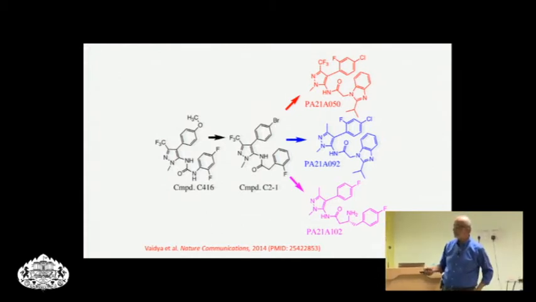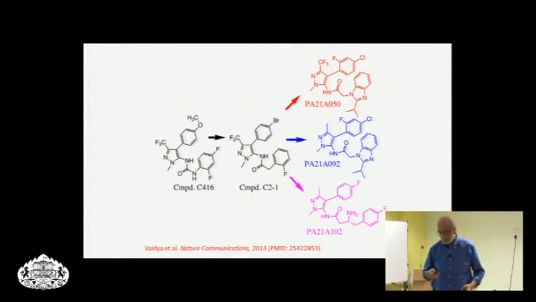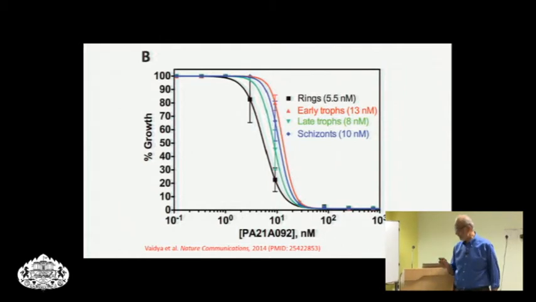This is the first compound that we got. This is the one that was a 150 nanomolar compound that we got off the shelf. This came from a commercial source. And from the second series, another commercial source gave a 50 nanomolar compound called compound 2-1. From these, a series of different pyrazolamides have been synthesized and taken further. They really inhibit parasite growth at all different stages.